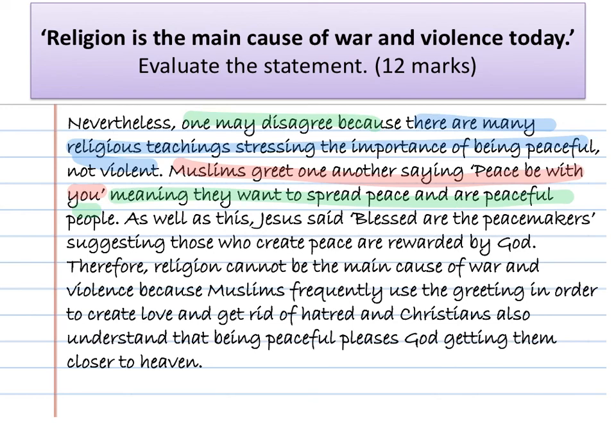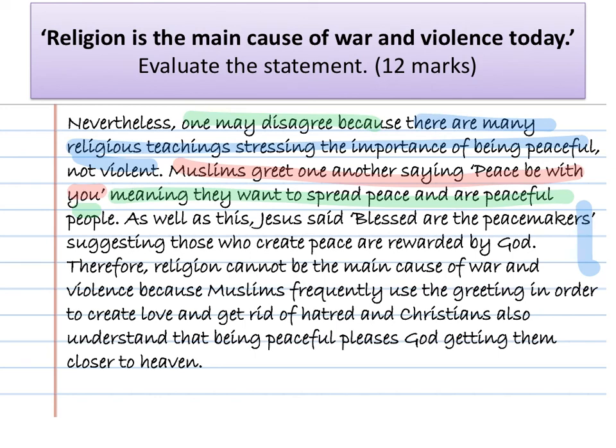The really good thing that's happened here is that we've got additional evidence to back up the same point that we're giving. So as well as this, Jesus said, "Blessed are the peacemakers." One thing to notice is that this directly goes with the idea that we've given previously, that there are many religious teachings stressing the importance of being peaceful, not violent. It's important that our additional evidence supports the same point that we're giving in our original point.